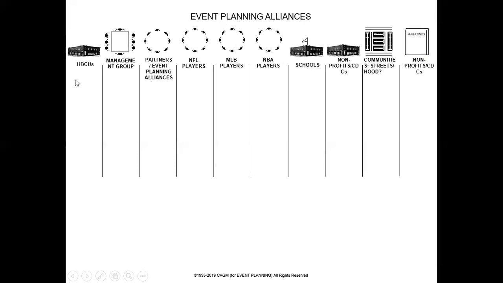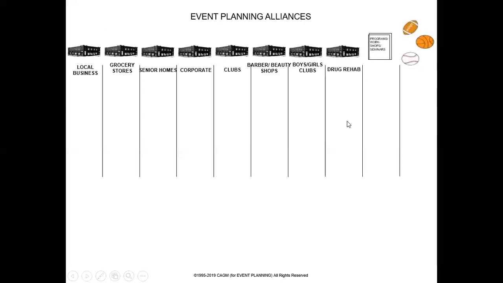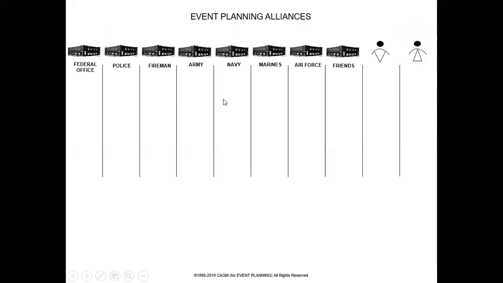So here, these are historically Black colleges. There's the NFL, which is football, and baseball and basketball leagues, and all kinds of schools, whether secondary schools, elementary schools, high schools, and colleges, communities and streets that may be involved, a nonprofit organization. Again, it's just a generic list. Let me get all those out of the way, because I want to get to the planning side of it.